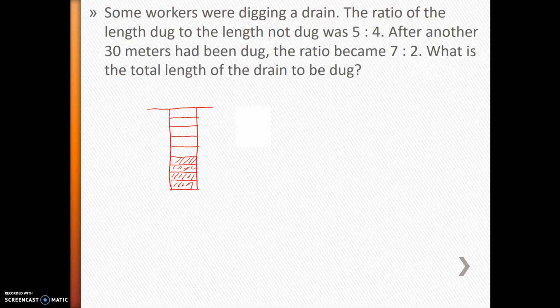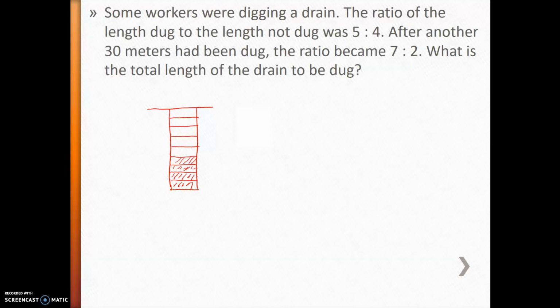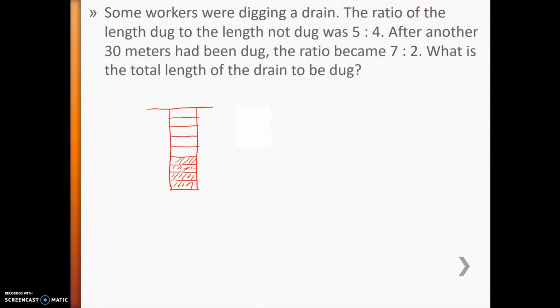Then it says after another 30 meters had been dug, the ratio became 7 to 2. What is the total length of the drain to be dug? So when we look at this, we've got 5 units that are not dug and 5 units that have been dug and 4 units that are not dug. So obviously they're just going to be digging down deeper, right?